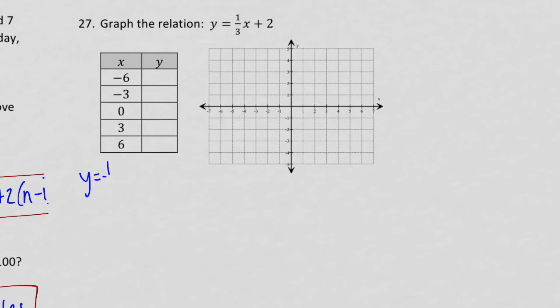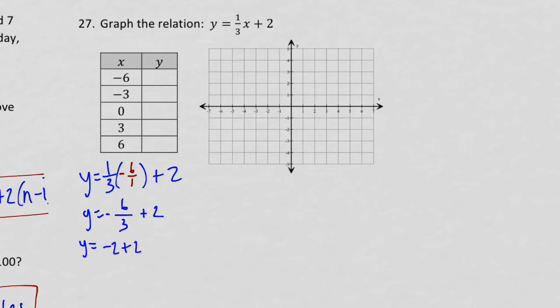y equals 1/3 x plus 2. I'm going to plug in -6. Now, since I'm multiplying times a fraction here, 1/3, I'm going to write it as -6 over 1. That way I could do the multiplication. So I'm going to get y equals 1 times 6 is 6, 3 times 1 is 3. Positive times negative is negative. So it's -6/3 plus 2. -6 over 3 is -2. Plus 2 is 0. So -6 gives me 0.